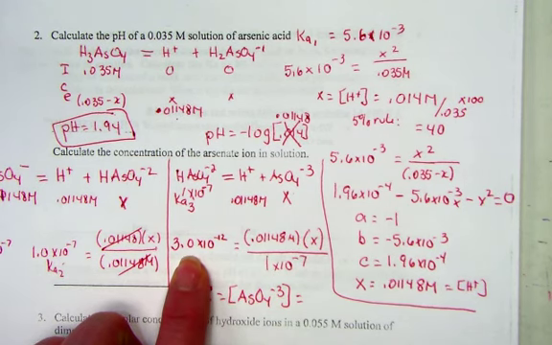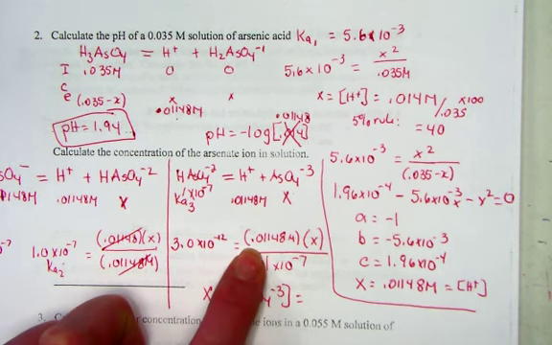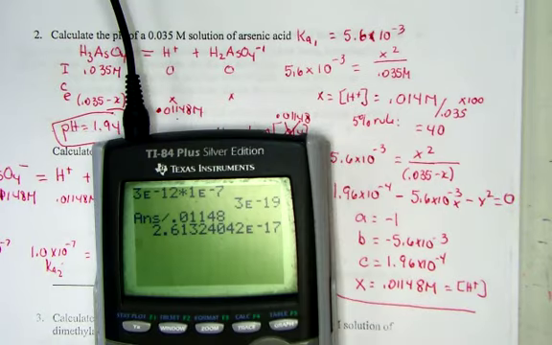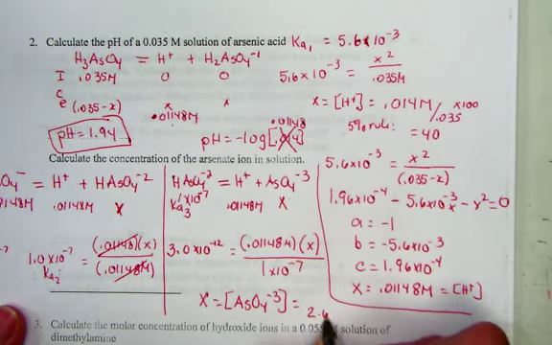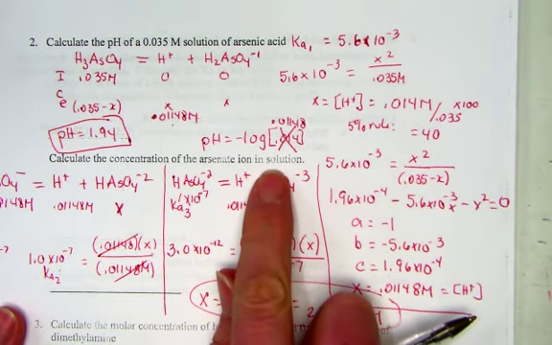3e negative 12 cross multiplied with 1e negative 7, divided by 0.01148. You get a really tiny number, 2.6 times 10 to the negative 17, and we're reaching agreement. And that represents the molarity of the arsenate ion.